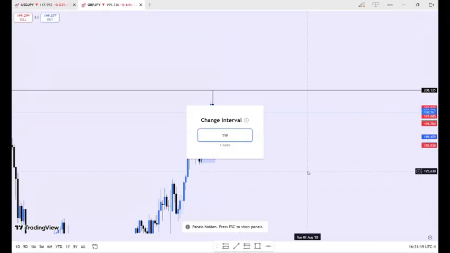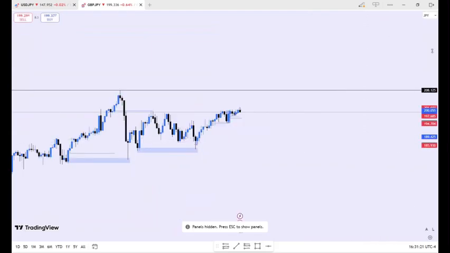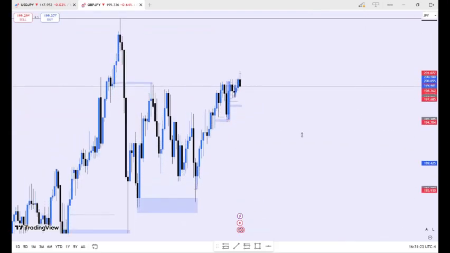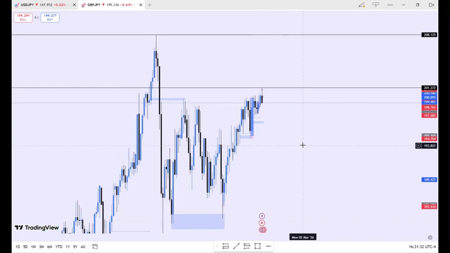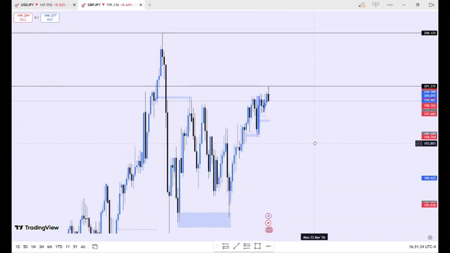Now you go to your weekly time frame. What you should do in your weekly time frame is look for where price is reacting from. Now, this is where price was reacting from. You mark it out, right? You mark it out.